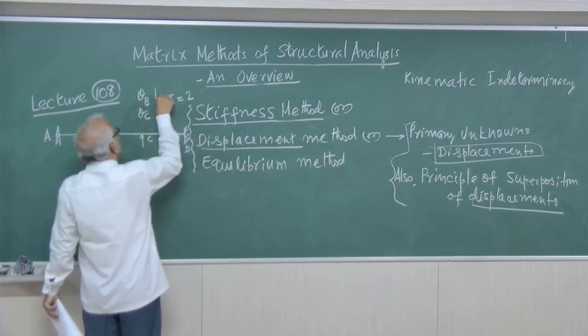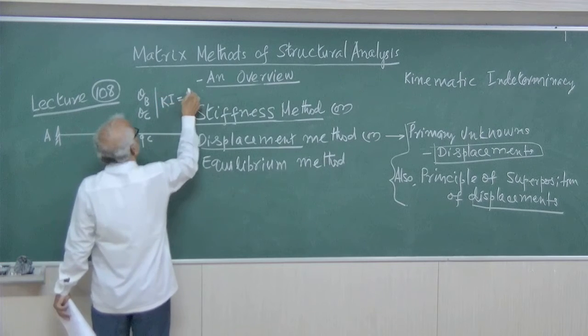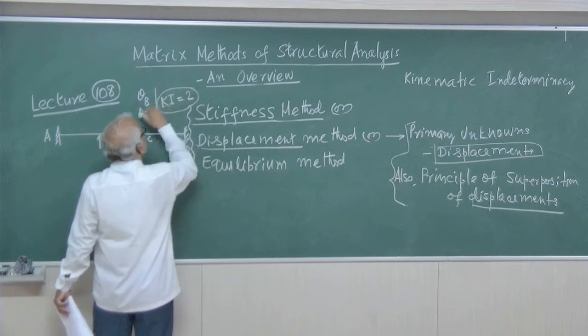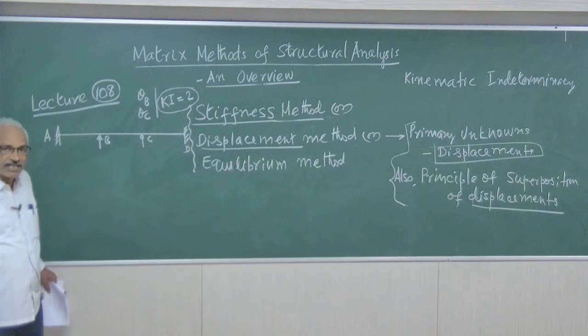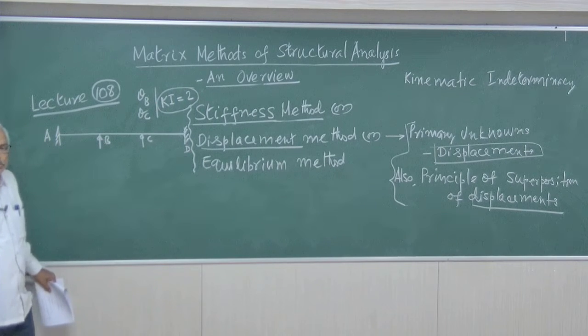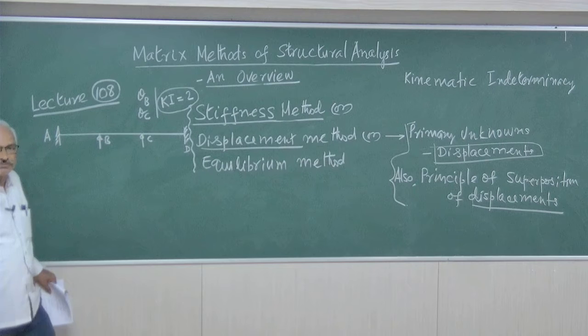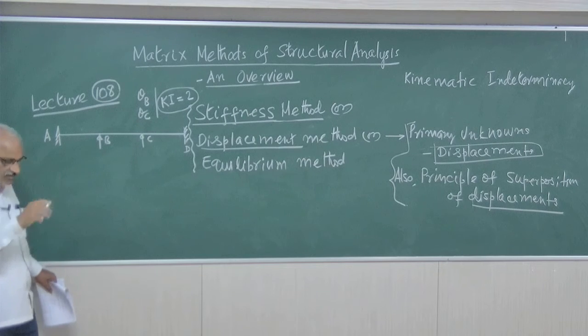The flexibility method deals with the static indeterminacy. The stiffness method deals with the kinematic indeterminacy. So, the kinematic indeterminacy of the structure is 2. Therefore, the size of the stiffness matrix for this will be 2 by 2. Right. Now, we are going to discuss the method later.